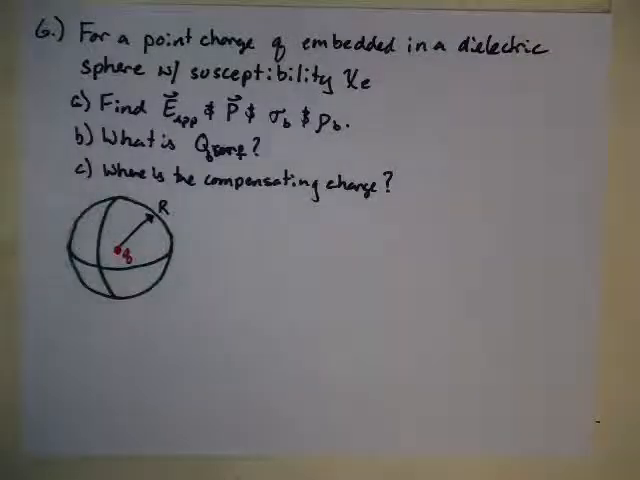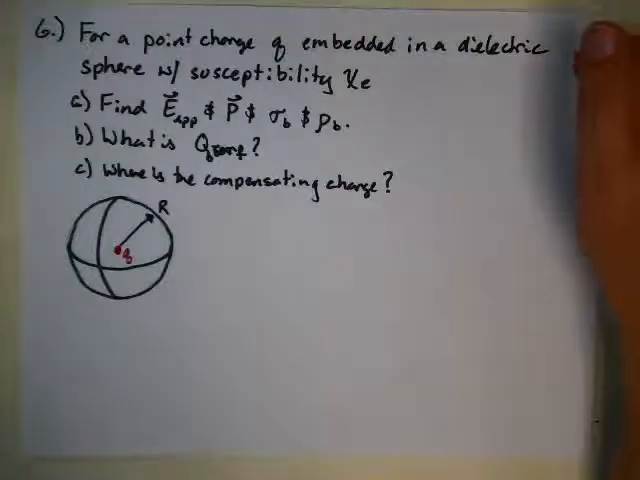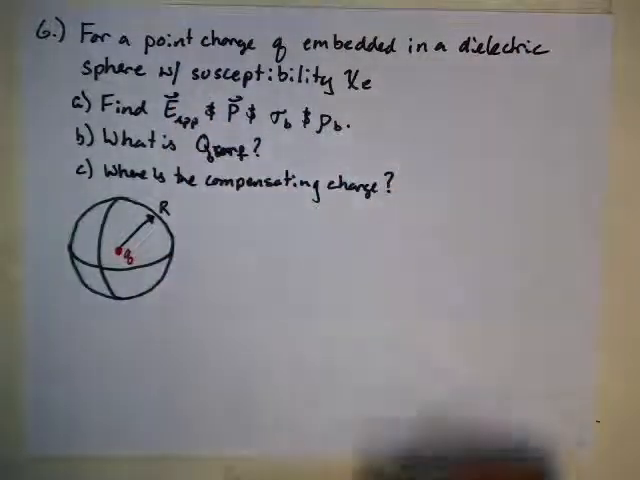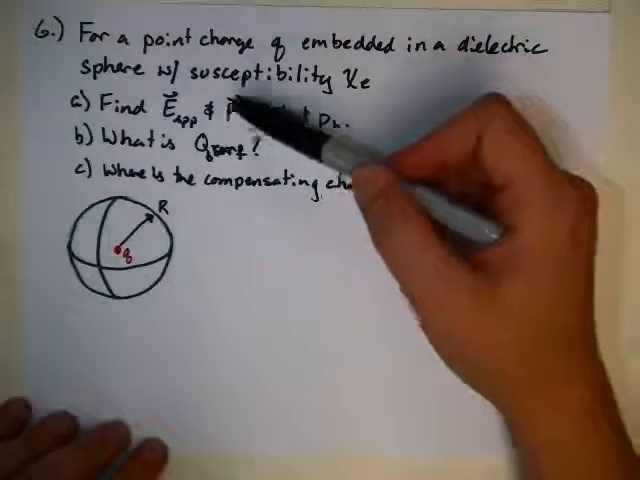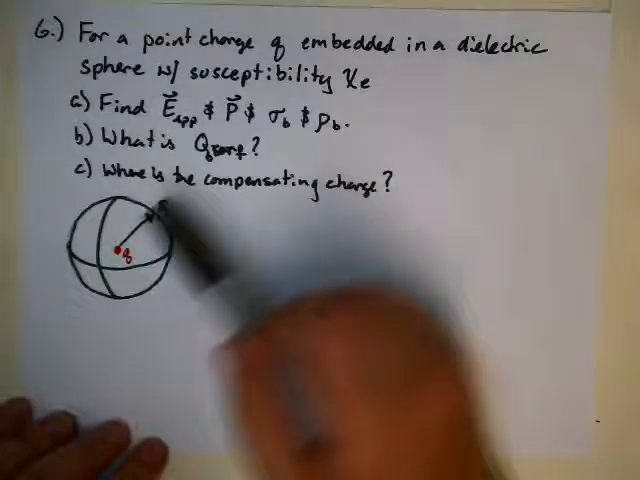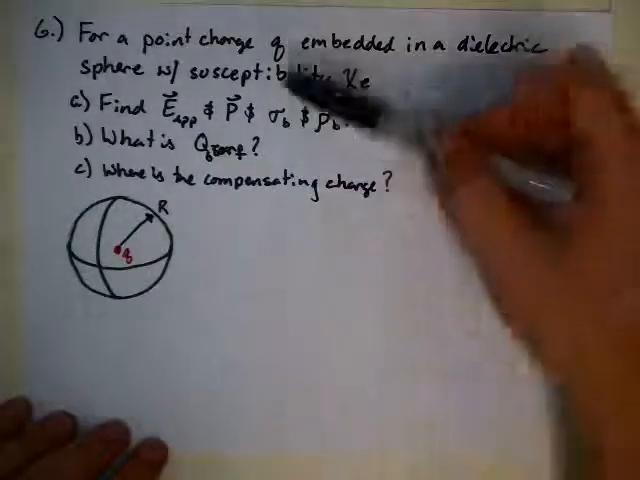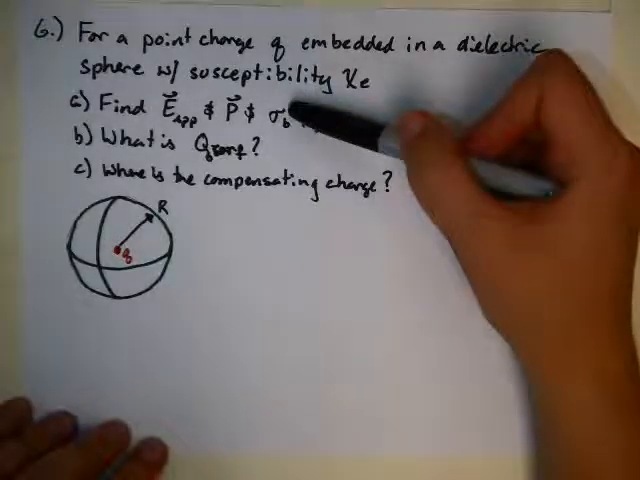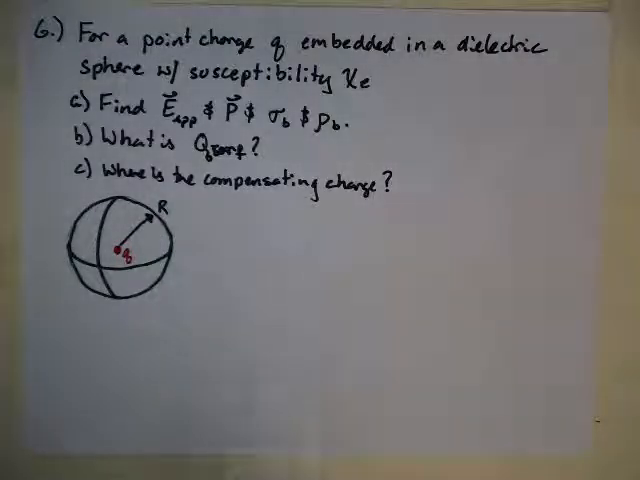Homework 6, problem 6: for a point charge Q embedded in a dielectric sphere with susceptibility chi e, find the applied electric field from the point charge, find the polarization field, capital P, in the sphere, and then find the surface charge, both the bound surface charge and the bound volume charge in the sphere as well.